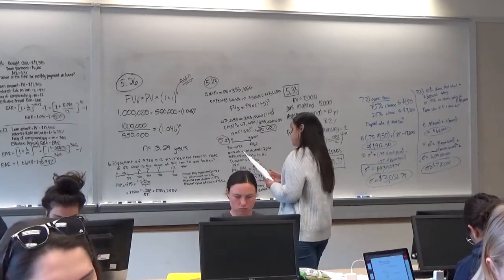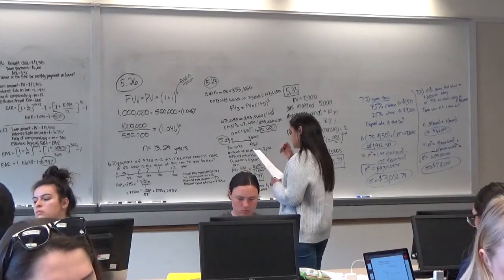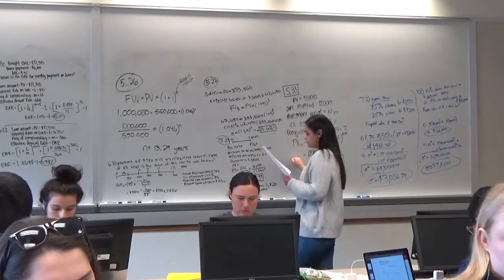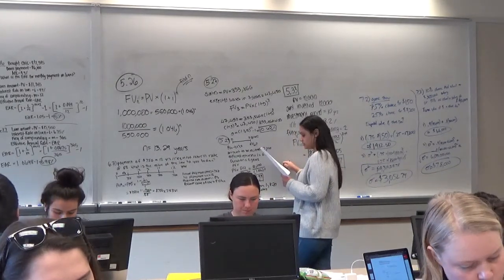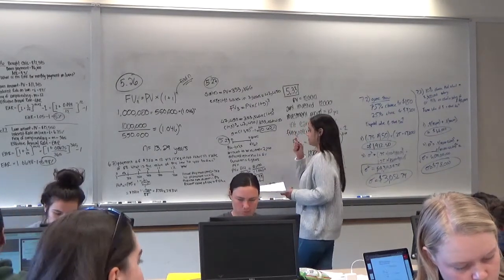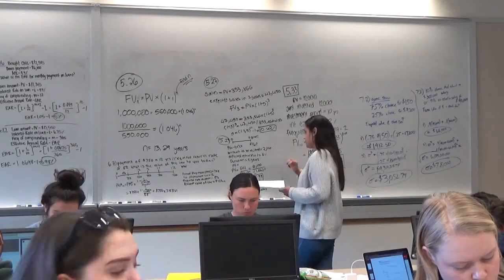And then for 5.29, the question is asking if Caroline should accept the bonus of 1,820 today, or wait 2 years and accept 2,100.